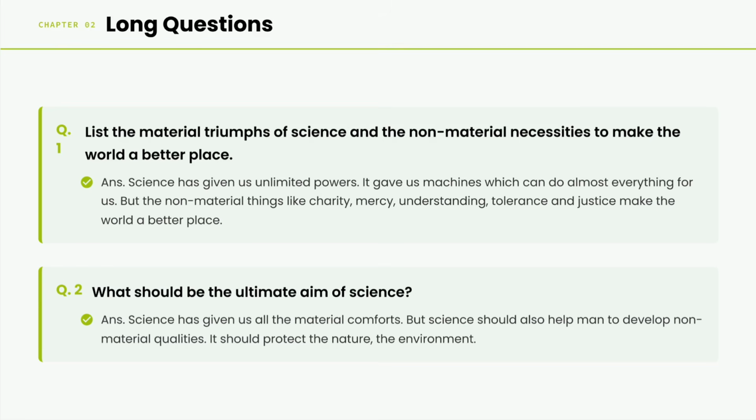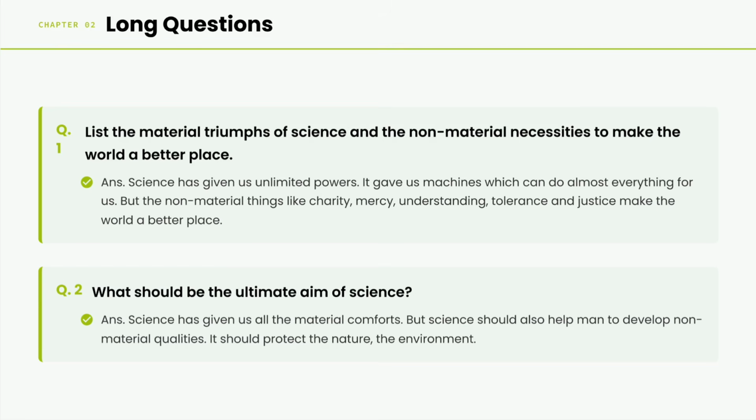Question 1. List the material triumphs of science and the non-material necessities to make the world a better place. Answer. Science has given us unlimited powers. It gave us machines which can do almost everything for us. But the non-material things like charity, mercy, understanding, tolerance and justice make the world a better place.